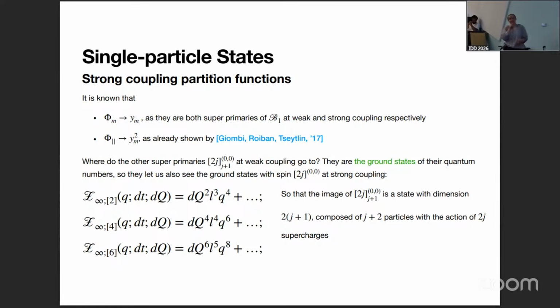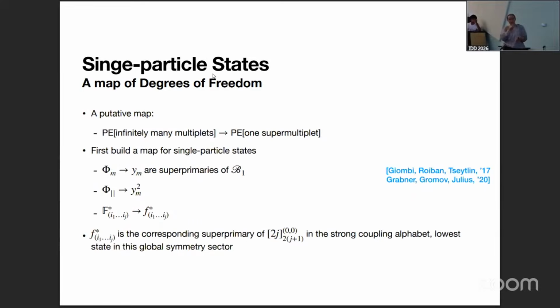And they can see that there is some mapping which we can do. So they see that our single letter has dimension 2j plus 1, so the dimension doubles. We also understand from how many particles it is composed, and we know how many supercharges act on this ground state with spin at strong coupling. Okay, this is a pretty nice prediction.